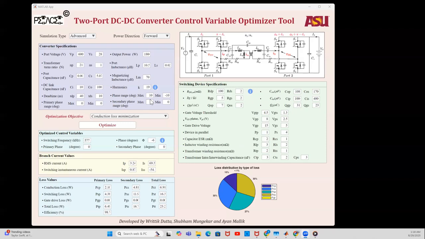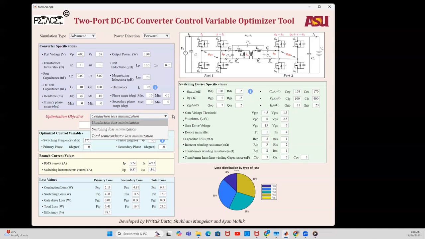The primary side phase shift, that is the intra-bridge phase shift, can also be defined in terms of degrees. Currently we've selected it to be 0. The secondary side phase shift can also be defined like the intra-bridge phase shift. Typically, most of the time the intra-bridge phase shifts, or the delta modulation, is utilized at low power operation. But at the moment, we have kept it at 0 for this particular demonstration. Once you've selected those ranges, we can select the optimization objective.